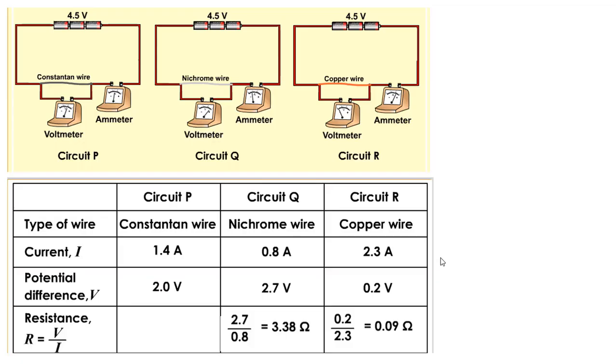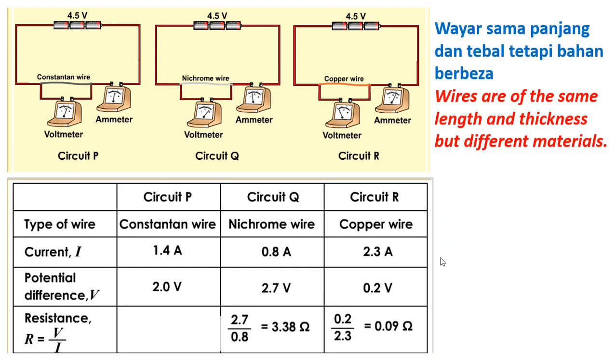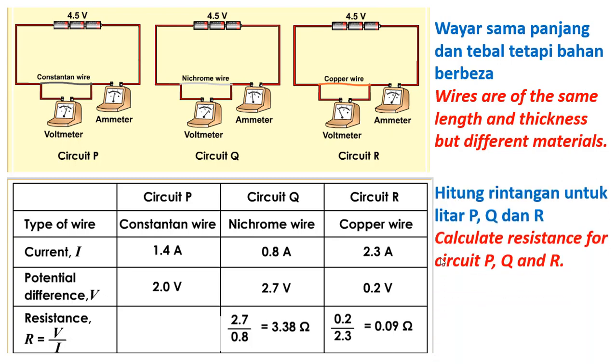Okay, so now we have three types of circuits. This time, what is the difference? The wires are of the same length and thickness but different materials. So we have circuit P constantan wire, circuit Q nichrome wire, circuit R copper wire. We calculate the resistance for each circuit. P has 1.43 ohm, Q has 3.38 ohm, and R has 0.09 ohm.